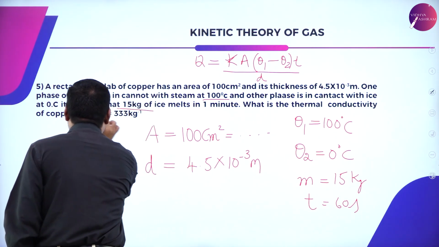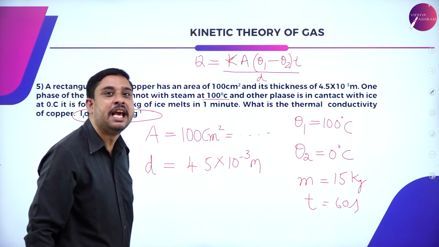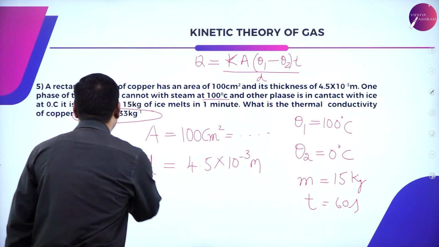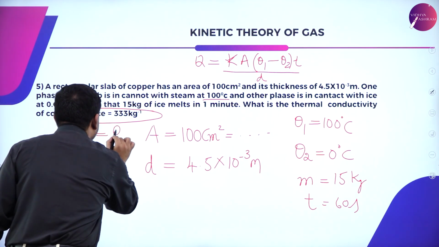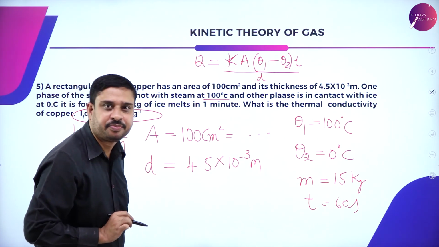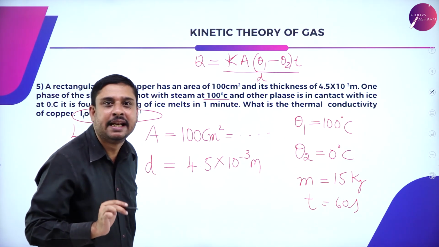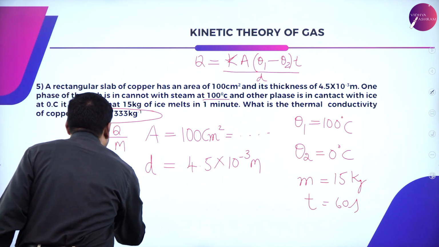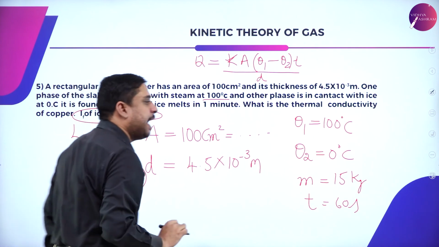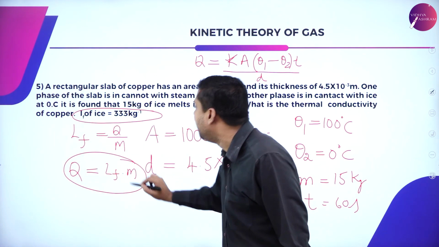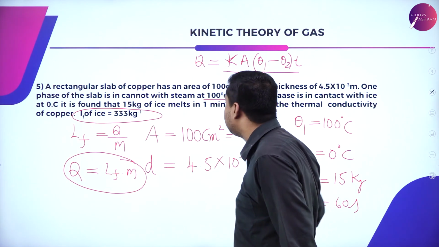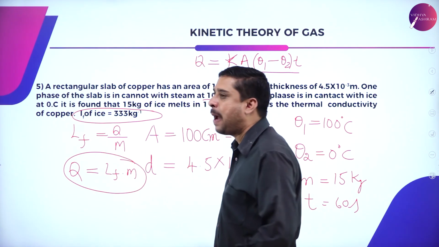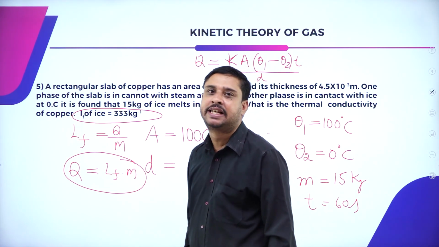For which I use this bit of additional information. My dear students, how did we define latent heat of fusion? LF is always Q divided by M. Remember, latent heat of fusion, LF is Q divided by M. Or from this, Q is LF into M. So can I not get Q from this expression? LF into M. LF is given. Mass is known. Substitute. Calculate Q. Once you get the value of Q, substitute back here and get me the value of K.